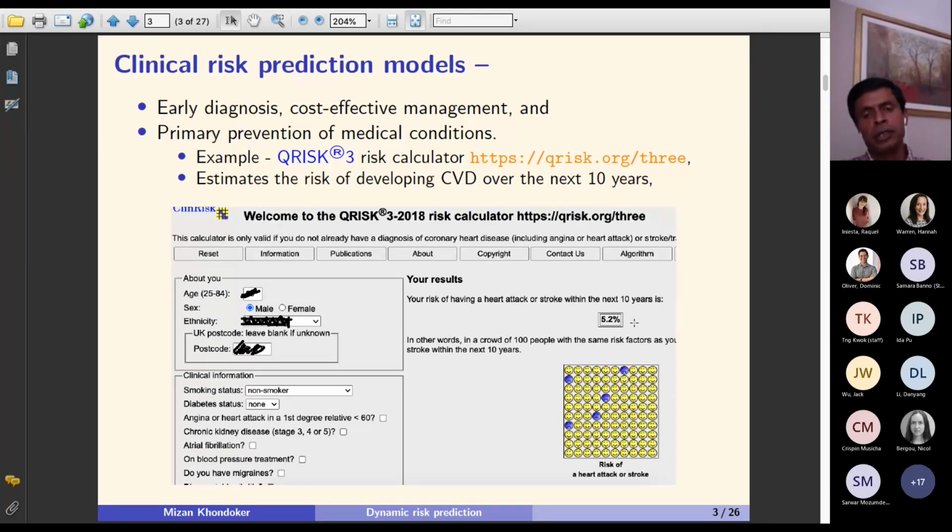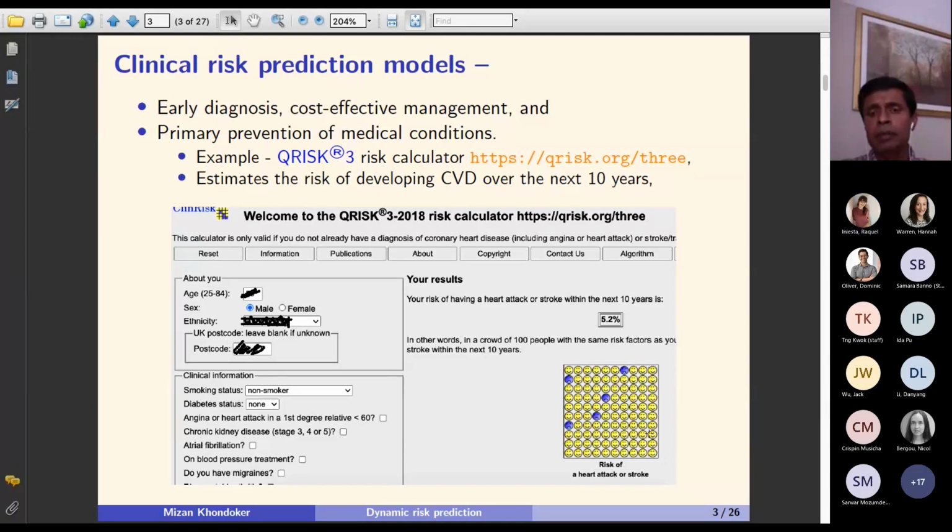Although not a dynamic prediction model, this has been tremendously useful for clinicians. I think it has been in use across the NHS since 2009. Doctors use it in day-to-day clinical practice, for example, to decide whether somebody needs a prescription of cholesterol medication or something.